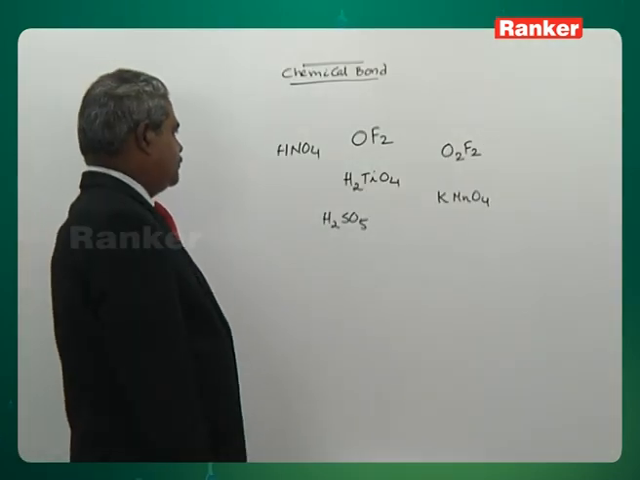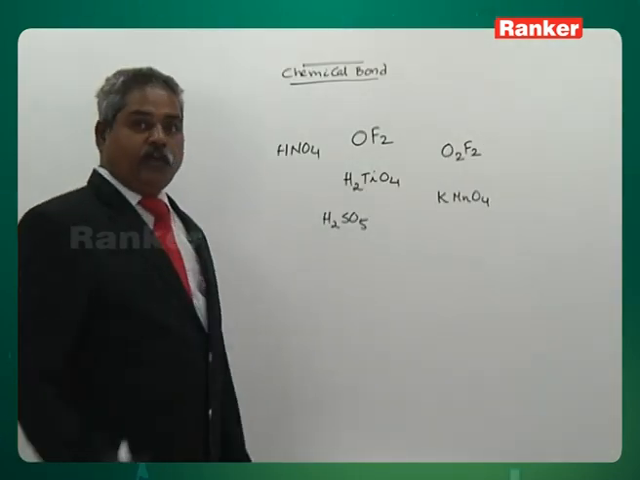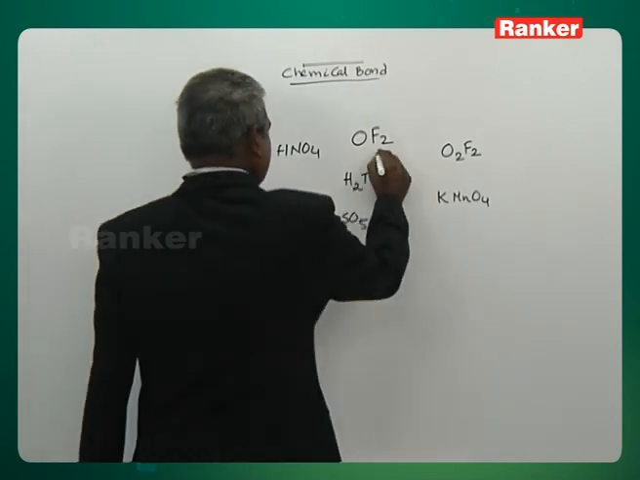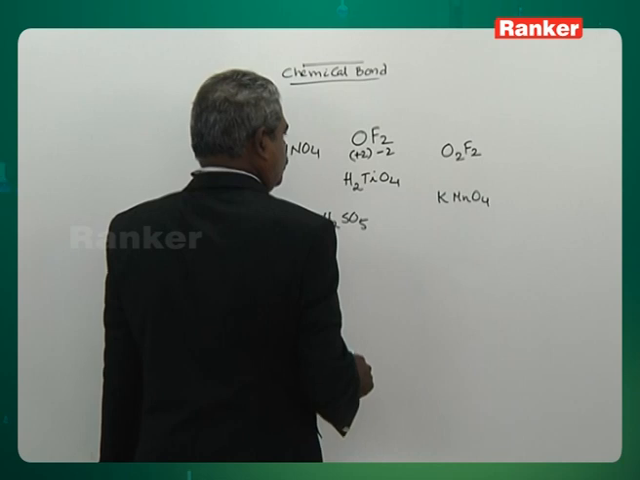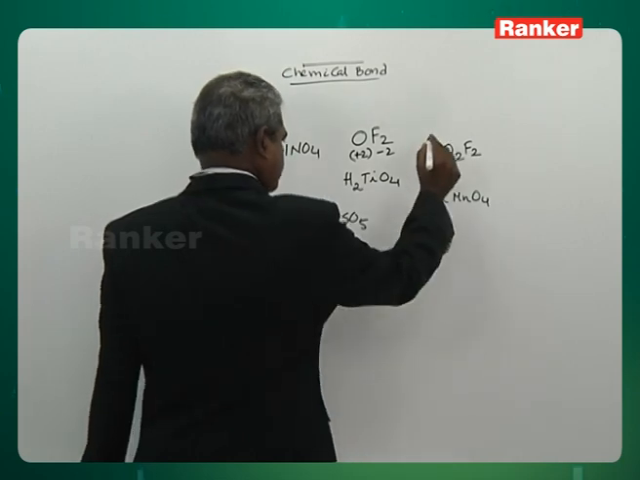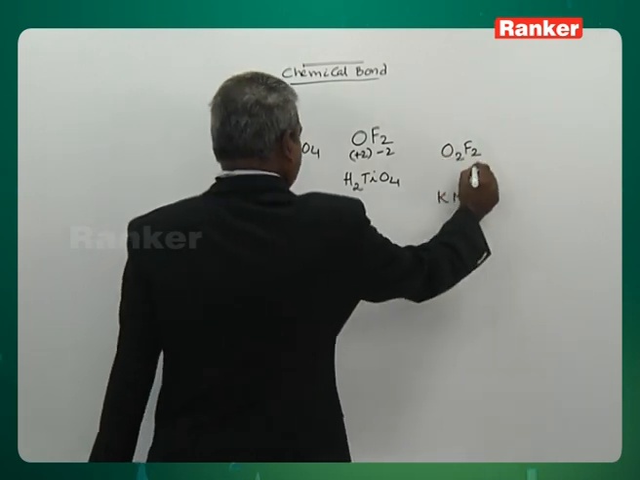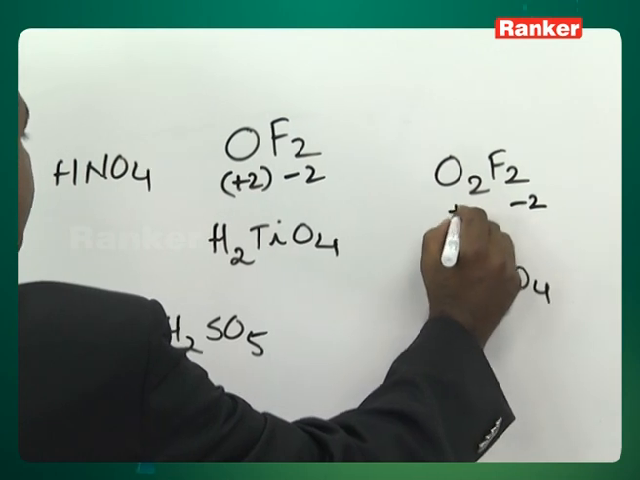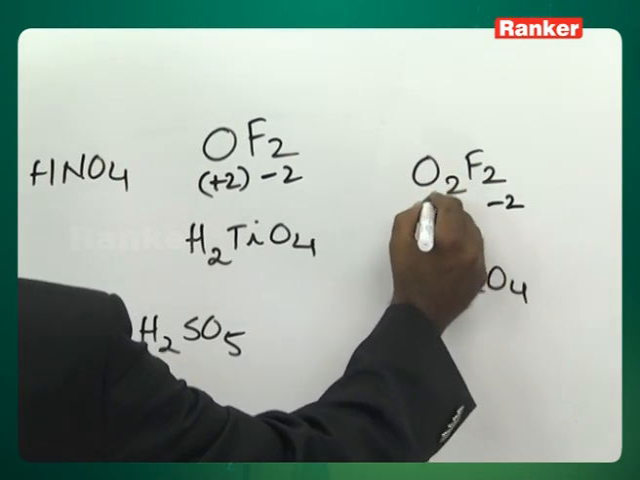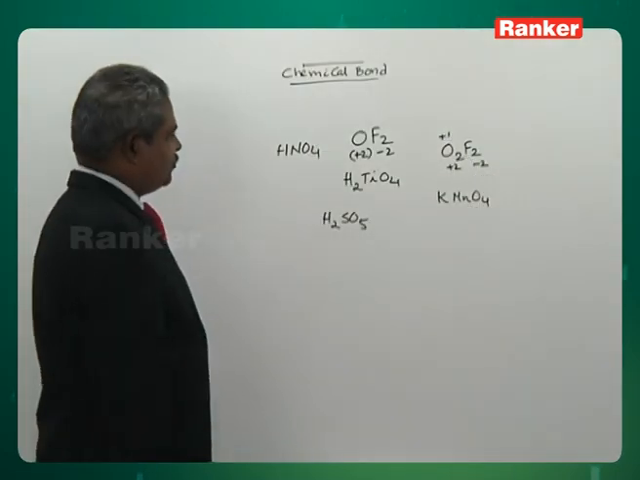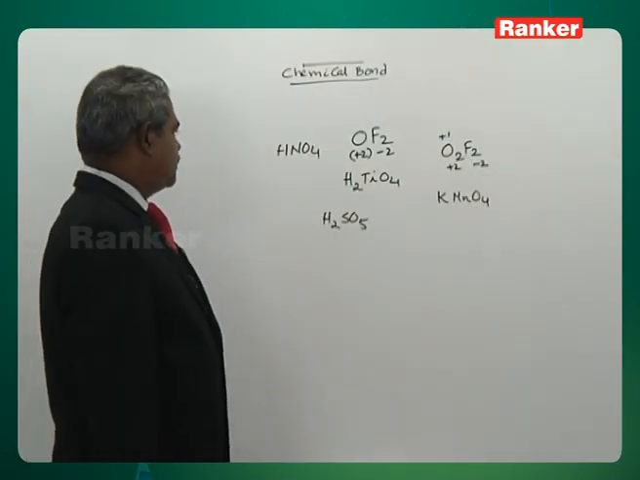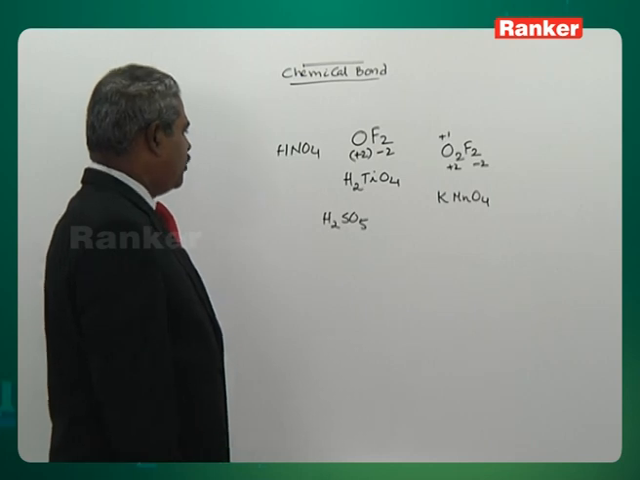OF2. Who will decide? Fluorine will decide. 2 fluorines, minus 2. Oxygen is made to be plus 2. O2F2: 2 fluorines, minus 2. Two oxygens, plus 2, so each oxygen plus 1. Each oxygen plus 1.